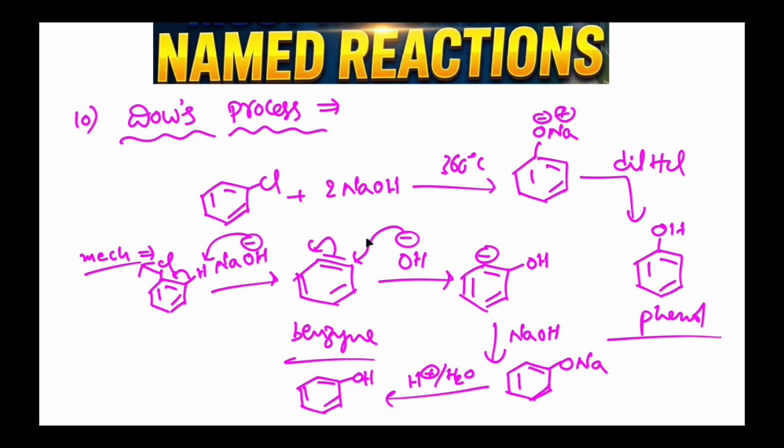Further, this OH minus again attacks one of the carbons. So the pi bonding electrons will move towards one of the carbons. This carbon gets a negative charge, this carbon gets a positive charge, then OH minus will attack. So here this negative charge takes out a proton from OH. Further we add one more NaOH. Then this O minus takes out Na plus from that NaOH, becoming sodium phenoxide. This sodium phenoxide, on further acidification, finally gives phenol. So this is the Dow's process.